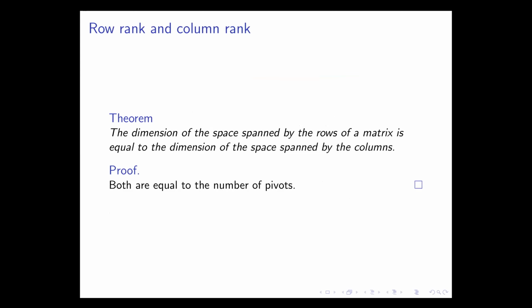Another theorem: the dimension of the space spanned by the rows of a matrix is equal to the dimension of the space spanned by the columns. Why is that? Well, simply because both are equal to the number of pivots. So it doesn't matter how you count pivots, horizontally or vertically.